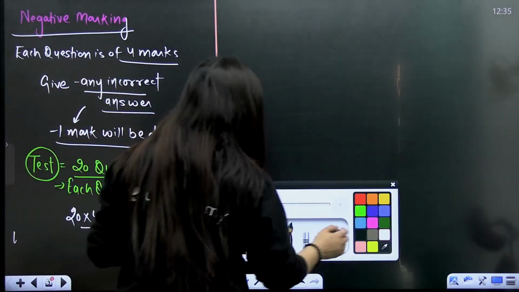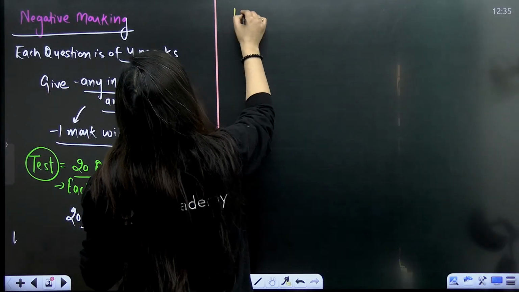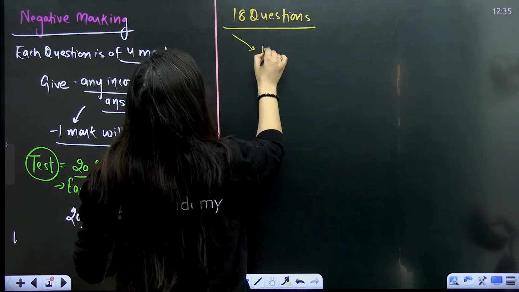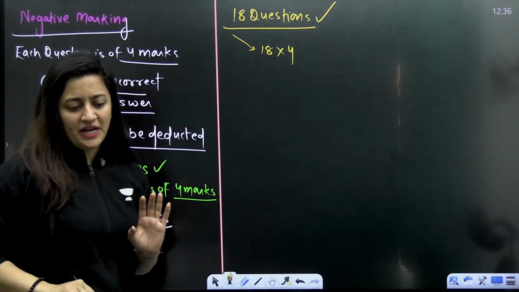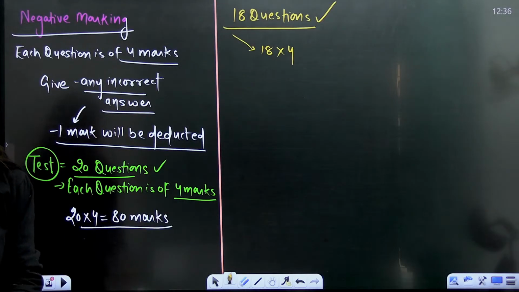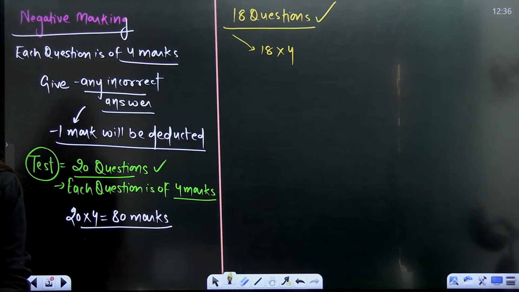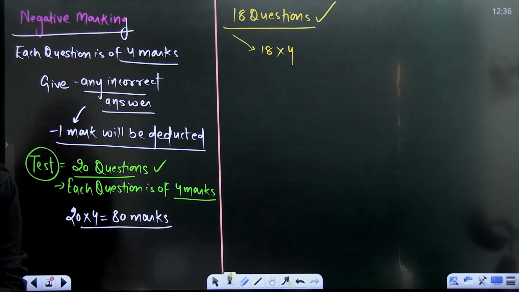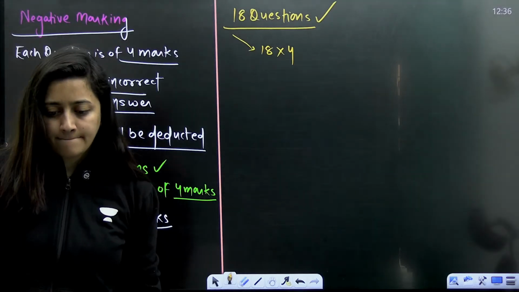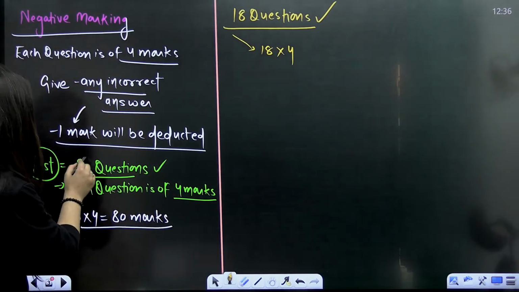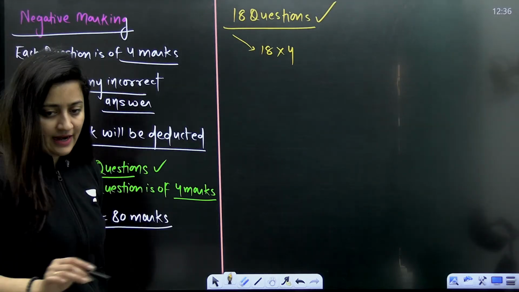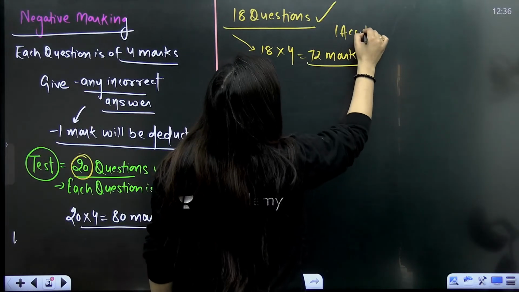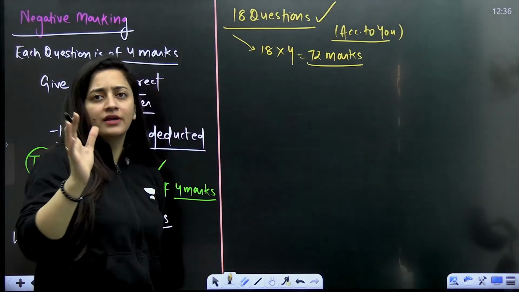Now out of 20, let's suppose you know the answer of 18 questions, and you answered 18 questions. So 18 into 4 is equal to, tell me quickly, 18 fours are, yes, 72. It means you will get 72 marks according to you.